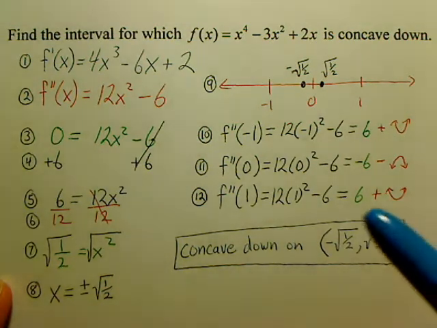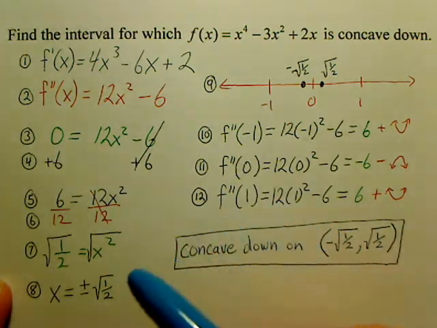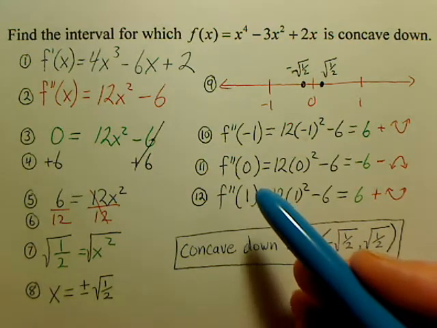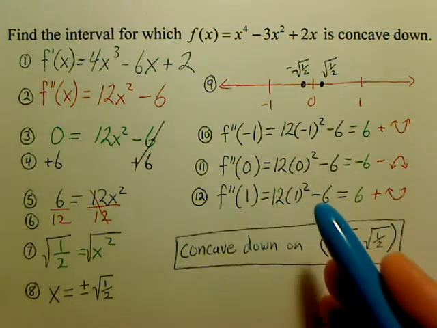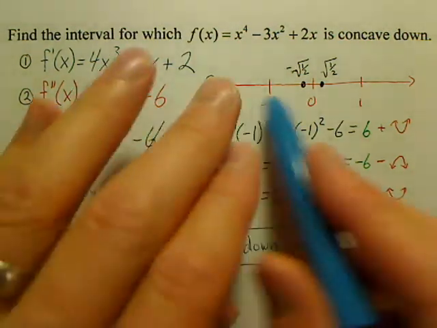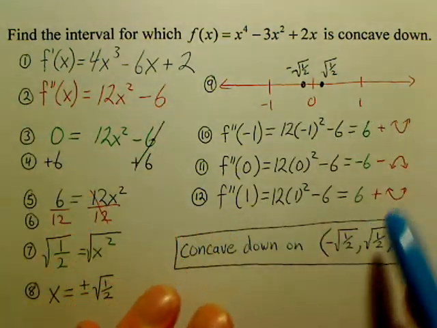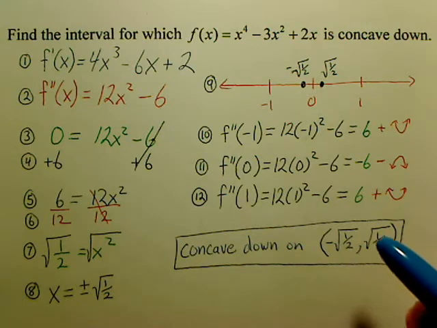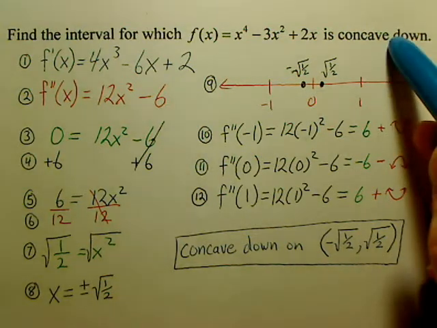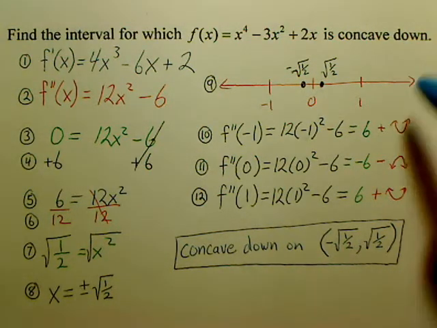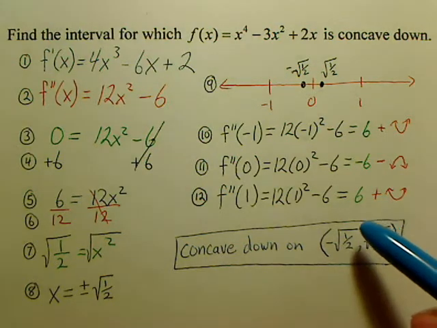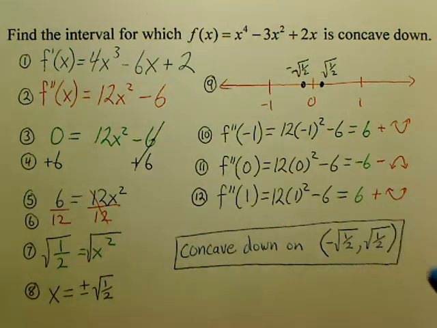So just remember, set your second derivative to 0, or find where it does not exist, because points of inflection are where the second derivative is 0 or does not exist. Solve them, make intervals, check to make sure that's where the concavity is actually changing, and put the intervals where the second derivative is negative for concave down. If it's concave up, the intervals are where the second derivative is positive.